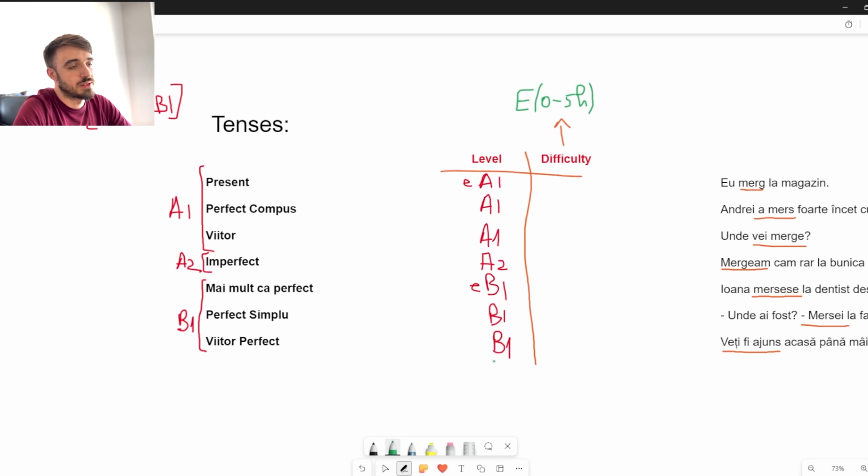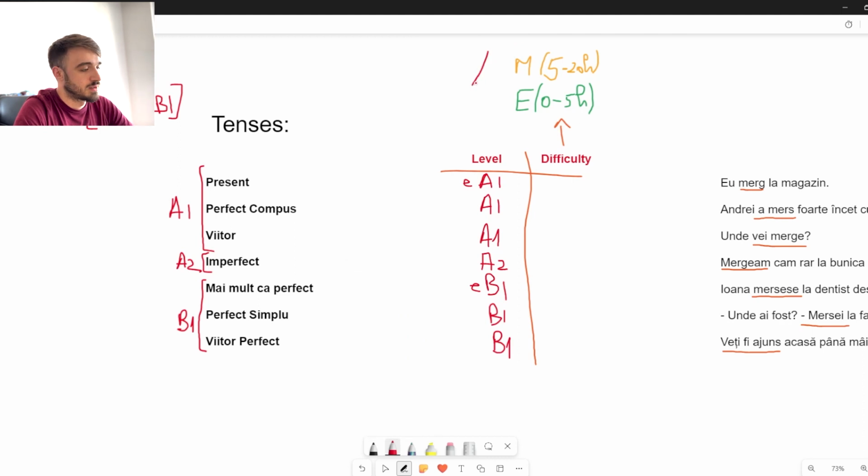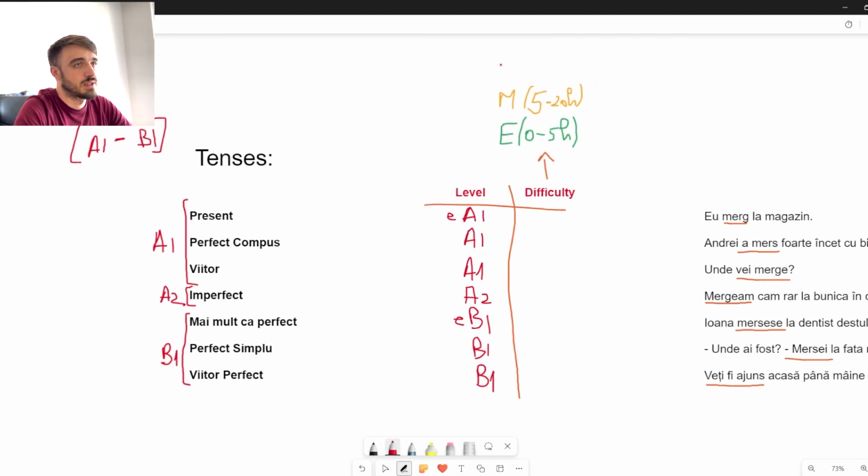This is also connected. There are many factors involved in my evaluation of this, including how close it is to English, and if there is an equivalent or not. But I just want to give you a really basic understanding of this. So medium would be the next one, which is 5 to 20 hours, and then difficult is somewhere above that, 20 hours plus.